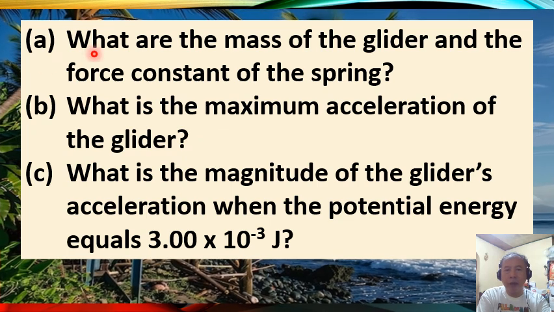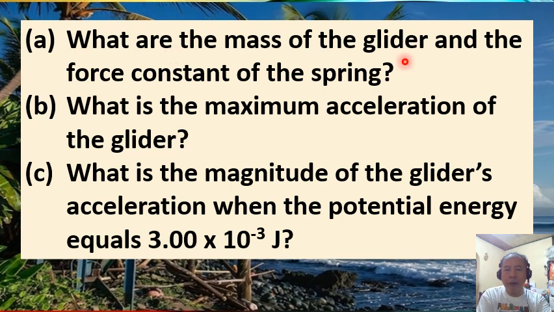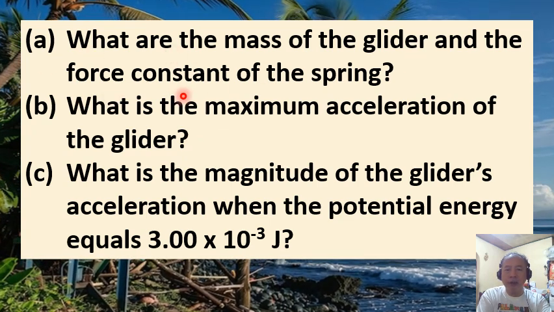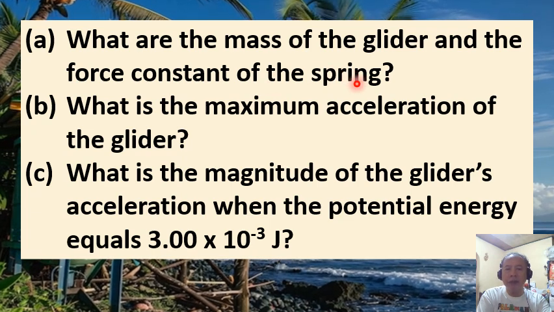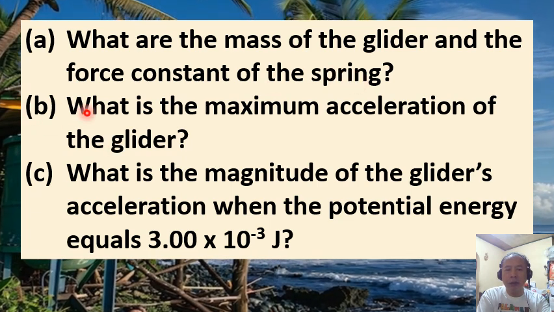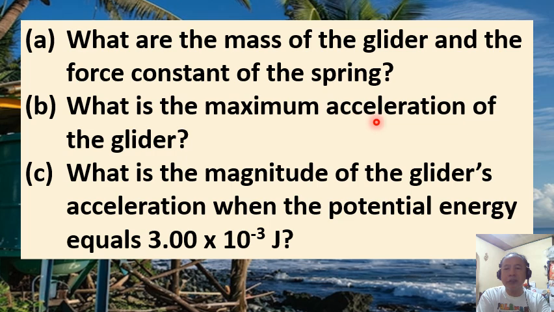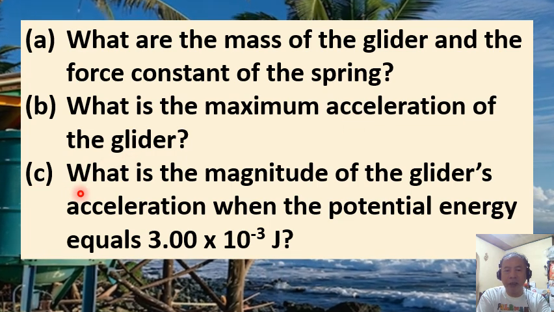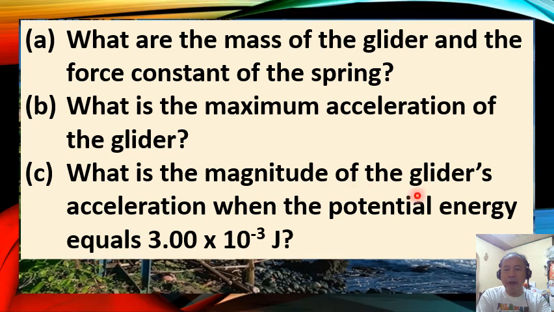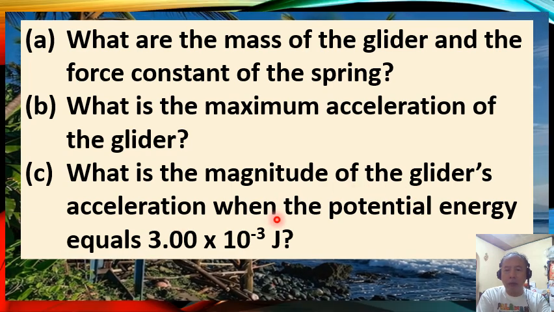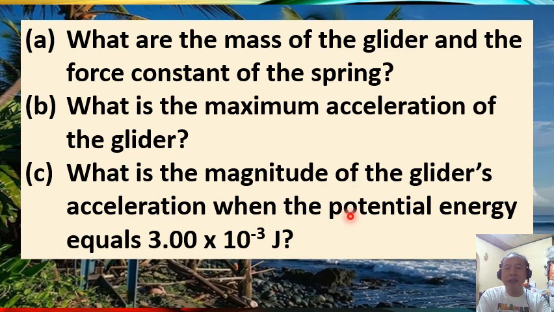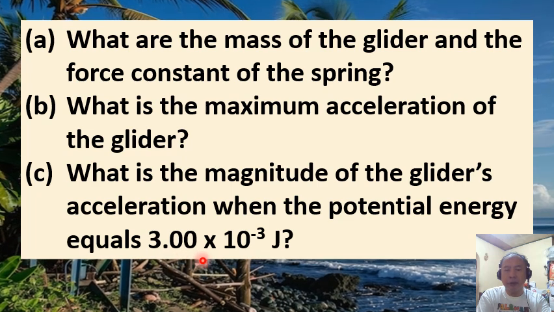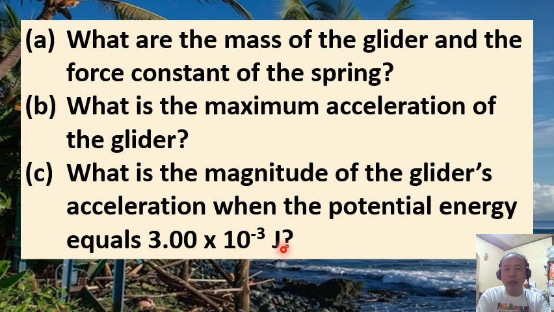Question letter A. What are the mass of the glider and the force constant of the spring? Question letter B. What is the maximum acceleration of the glider? And question letter C. What is the magnitude of the glider's acceleration when the potential energy equals 3.00 times 10 to the negative 3 joules?